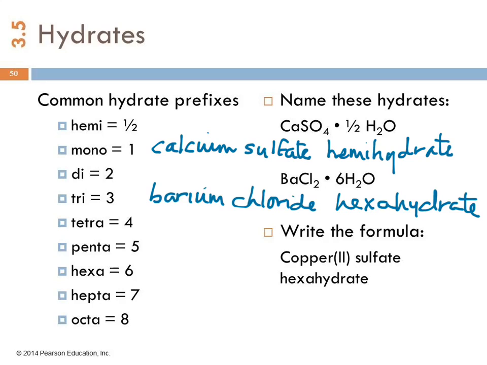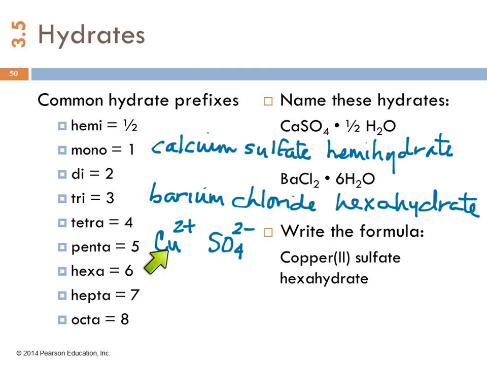Let's not name this one, but write the formula. Copper(II) sulfate hexahydrate. Writing the formulas, we have the name. We're going to write the formula for each of the ions, maybe off to the side. Copper(II), copper is Cu, and the 2 means what? It's the charge. It is not the number of coppers in the formula. That's a common mistake. Sulfate is what? SO4, 2 minus. You have to memorize that.